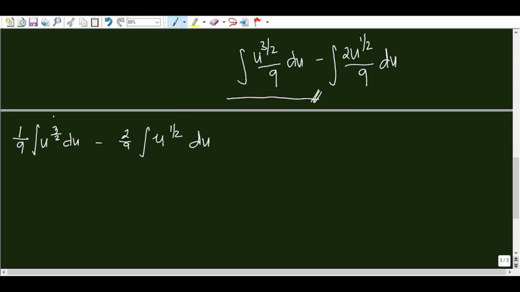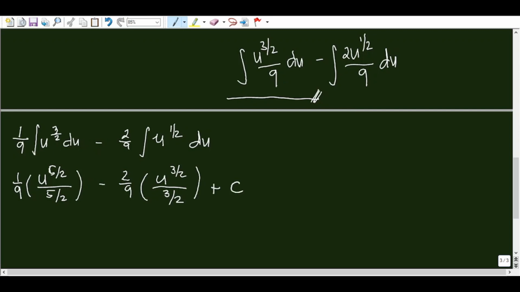Then take now the integral of u raised to 3/2. Huwag niyong kakalimutan yung nilabas ninyong constant. Multiply that by u. 3/2 plus 1 is 5 over 2 over 5 over 2 minus 2 over 9. Integral of u raised to 1/2 is u raised to 3/2 over 3/2. Plus, do not forget your arbitrary constant, c. Okay. Then, simplify your answer.